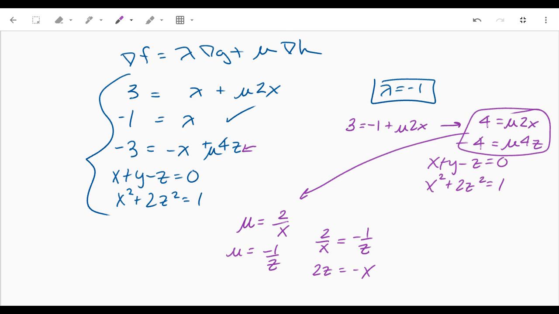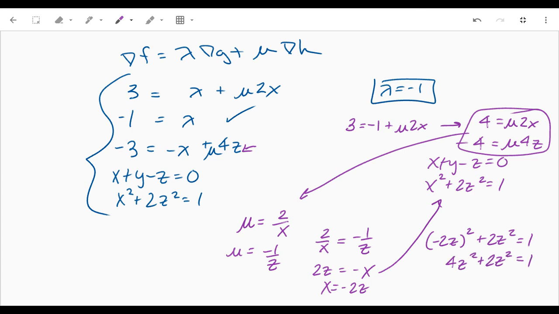Okay. So then I can plug that into either of them. Let me just make sure that I got 2z is negative x. Yeah, okay. So I got a relationship between x and z, which is great because now I can use that last equation. So 2z is negative x, so x is negative 2z. So negative 2z squared plus 2z squared equals 1. So 4z squared plus 2z squared equals 1.